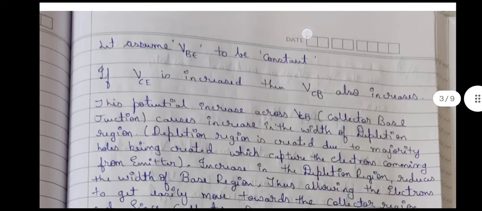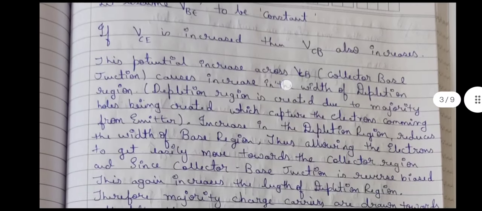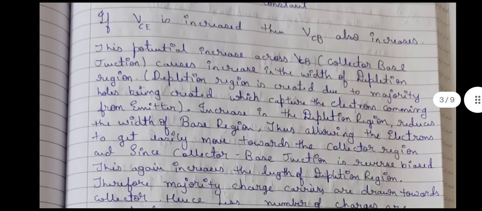Let us assume VBE to be constant. Considering VBE as constant, if we keep on increasing VCE, obviously VCB also will increase, right? So this statement says the potential increase across VCB, that is the collector base junction, causes an increase in the width of the depletion region. If we keep on increasing the potential across the VCB region, this in turn increases the width of the depletion region.